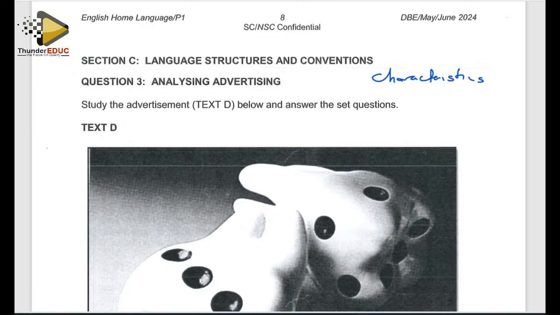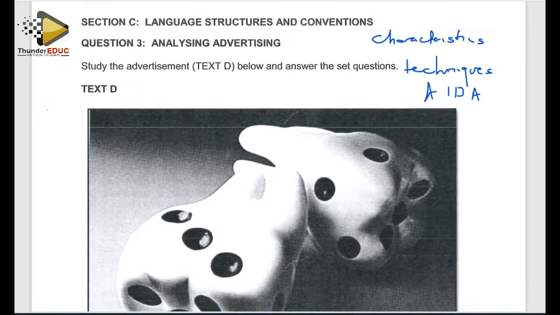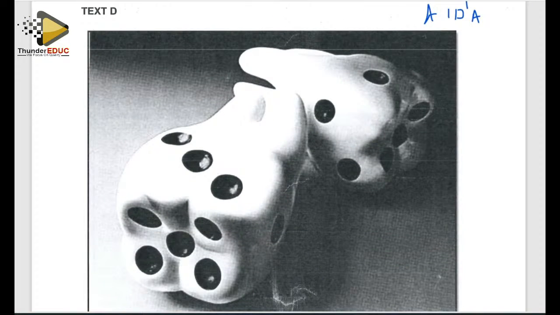Please focus on techniques of advertisements. Please revise these things. Please focus on the AIDA principle and revise, because those are what our questions are centered on a majority of times. And therefore, it will help you to call a spade a spade when doing advertising, and you'll be able to understand most of the questions. So as we're coming into our text D, this is what we're facing. Let's go look at what we're having.